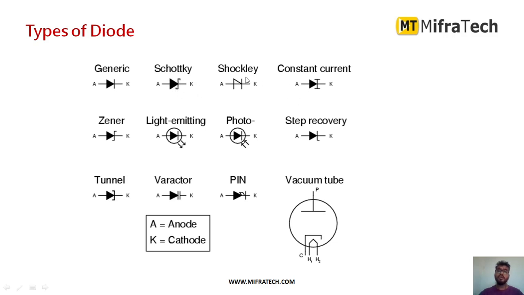Next we have the Shockley diode and a constant current diode. A Zener diode will be Z-shaped. A light emitting diode, then a photodiode, a step recovery diode, and a tunnel diode. There is a varactor, a PIN diode, and a vacuum diode. In all these symbols I have used A and K. A means anode, K means cathode, to indicate the anode and cathode pins. So these are the different types of diodes available and their symbols.